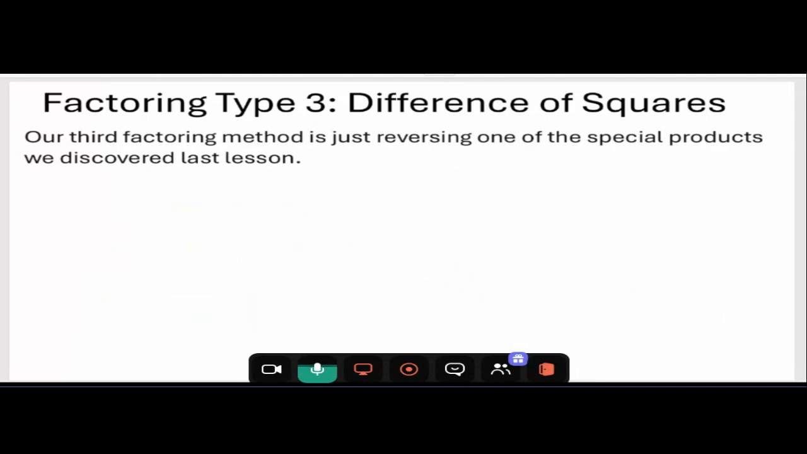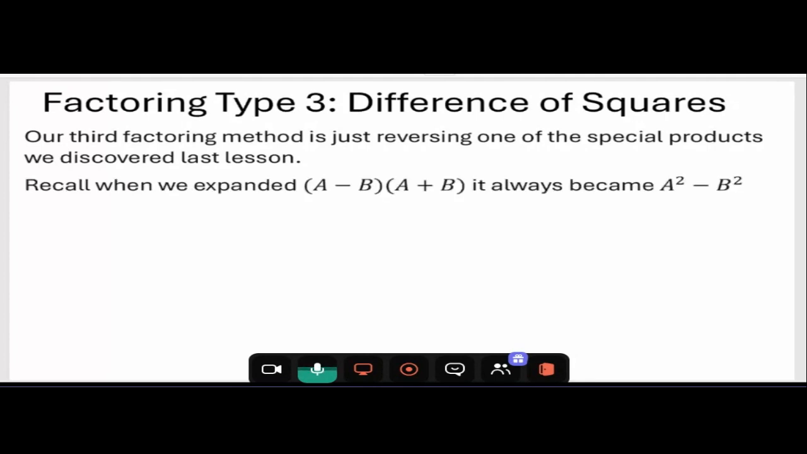Factoring type 3, this will be a quick one, difference of squares. And so that is, remember those words from our first lesson, that is just reversing one of the special products that we discovered, those little patterns we saw repeating themselves. So remember when we expanded a minus b times a plus b, the middle terms always canceled out and we got a squared minus b squared.